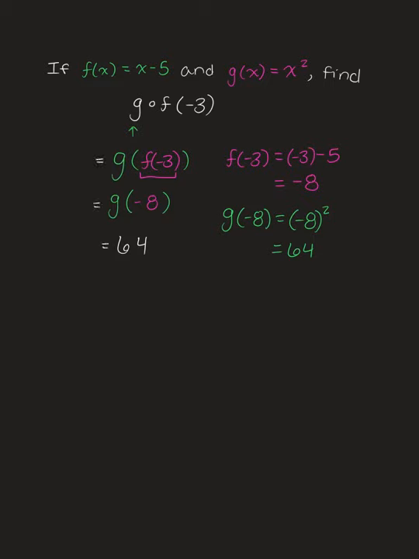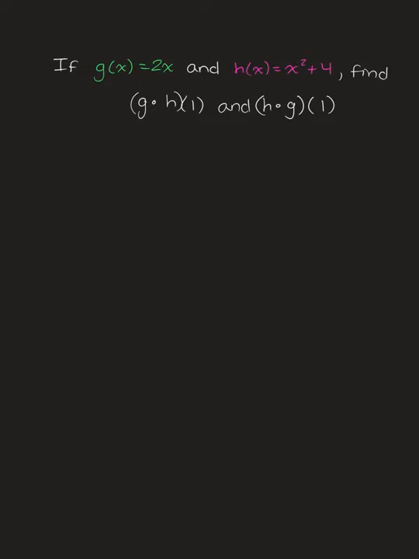Let's do another one. If g of x is equal to 2x and h of x is equal to x squared plus 4, find g of h of 1 and h of g of 1. This is where you're going to see that g of h is not equal to h of g. In this first one here, g is going to be the outside function. So let me rewrite this.